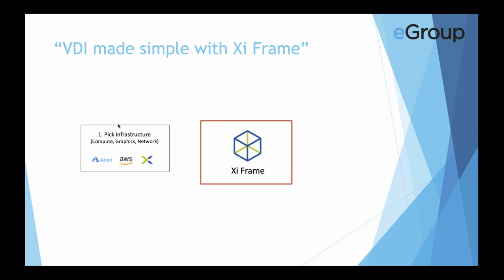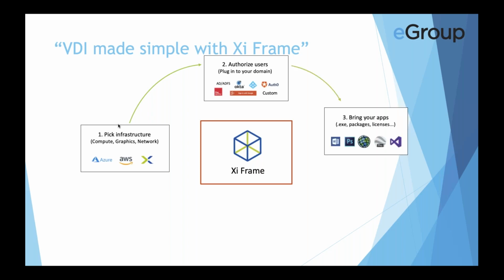So we pick our infrastructure. Where are we going? Compute, graphics, network. What cloud are we going to, or on-prem with Nutanix on-prem infrastructure? Authorize our users. How are we going to authenticate the users? Is this going to be just native authentication to Frame, or are we going to tie this into some sort of directory authentication, such as ADFS or some other custom provider? Bring your apps. The first three really are kind of standard, right? The difference being now we can easily and quickly pick our cloud platforms versus being tied into on-prem or needing to figure out a different way to integrate with other cloud providers. So one, two, and three, pretty simple.